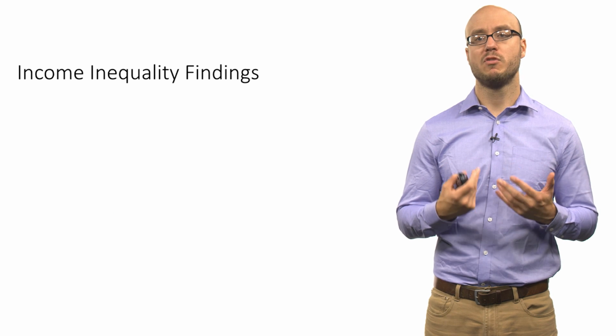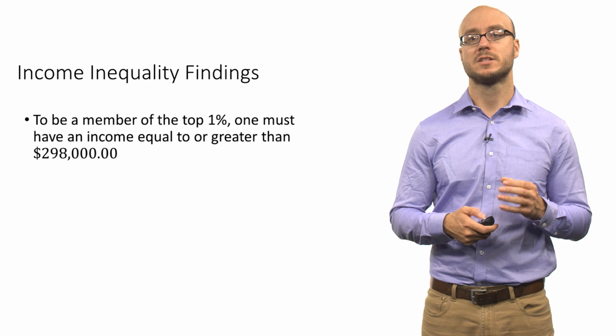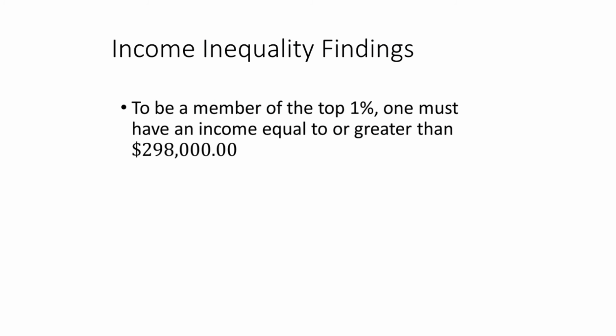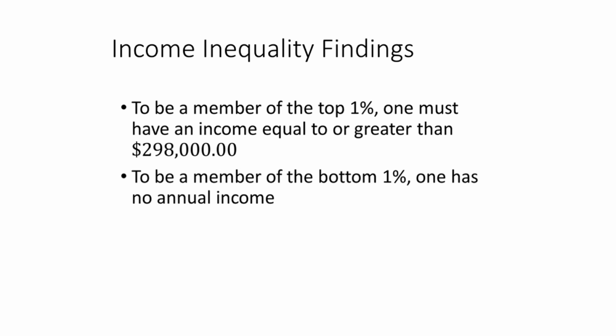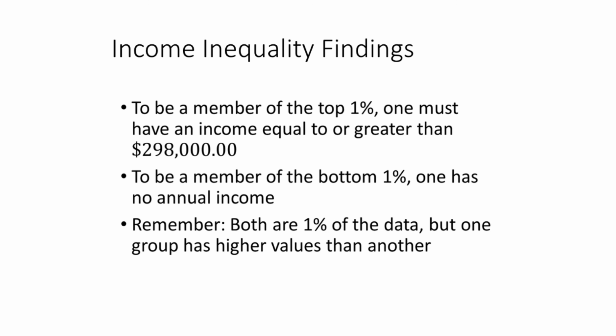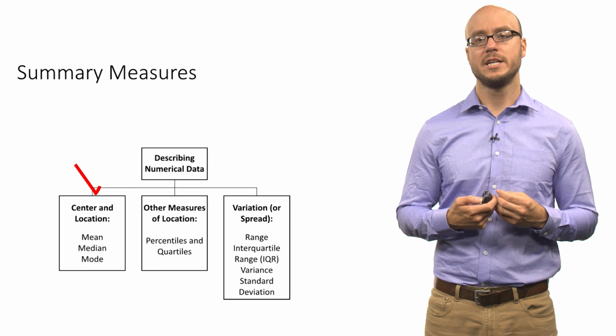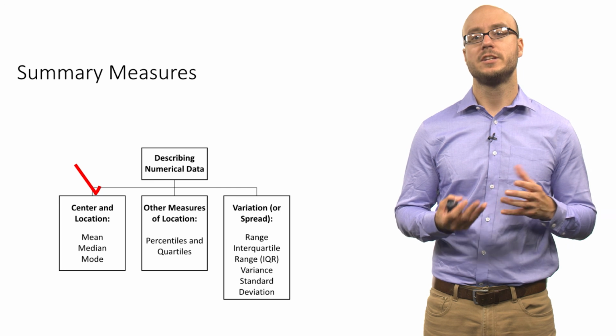So we're getting an idea of the overall distribution by looking at these percentiles and quartiles. To give you a snapshot overview, to be a member of the top 1%, you have to have an income equal to or greater than $298,000. To be a member of the bottom 1%, you have to have no annual income. The one point I should emphasize here is that when we're looking at these percentiles, it's the same number of people. There are just as many people in the top 1% as the bottom 1%. The values just differ.